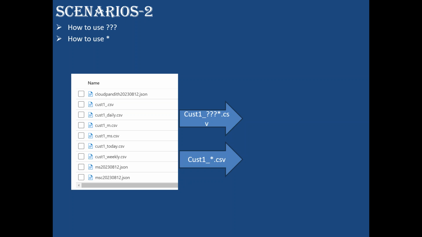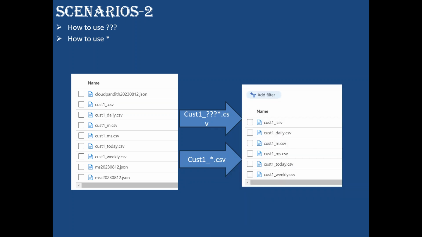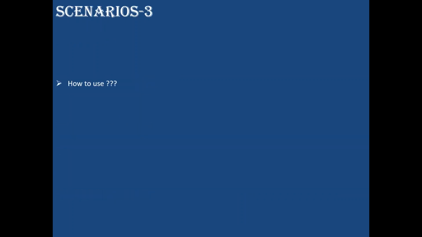With that, you can see cust1_, cust1_daily, cust1_m, cust1_ms, cust1_today, cust1_weekly. All these files are of type csv, and all of them start with cust1. So all these files will be available in our output. This is scenario number 2. Let's see scenario number 3.